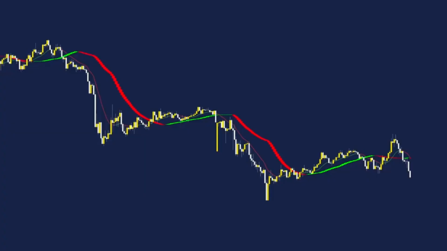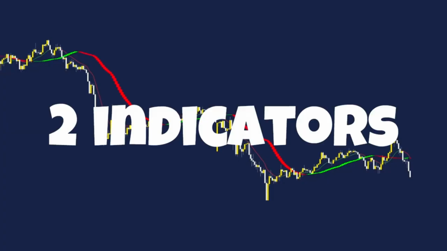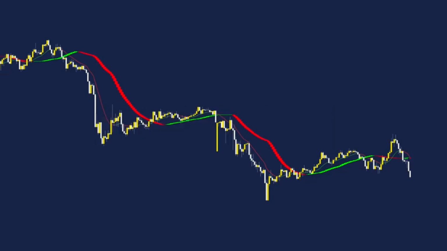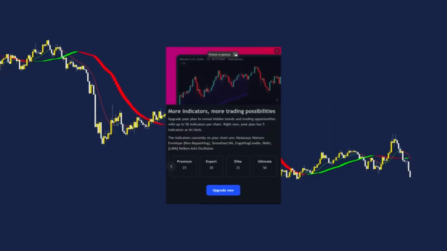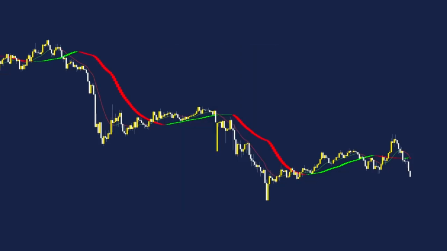But now with your indicators all set up, this is exactly what it should look like, and I have only focused on 2 indicators so that you can still use this strategy while only trading on the basic version of TradingView. Okay, so let's get into taking trades.